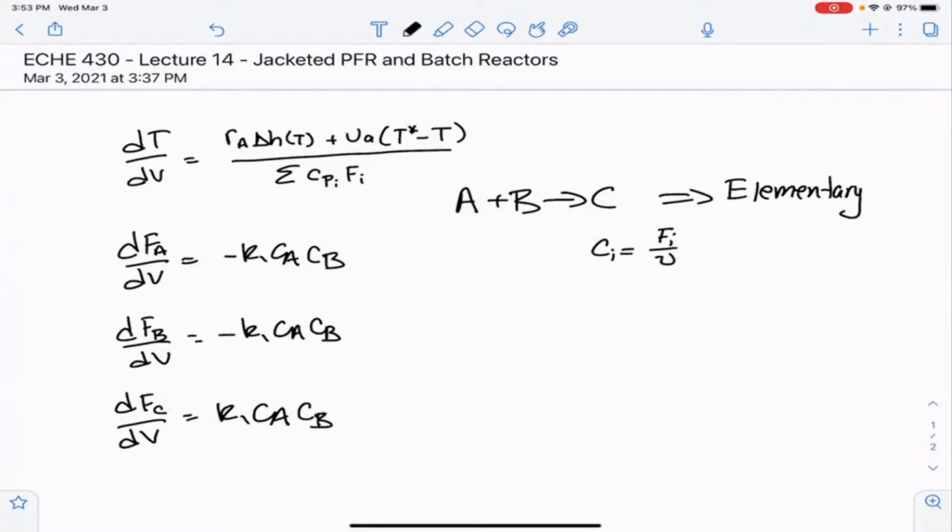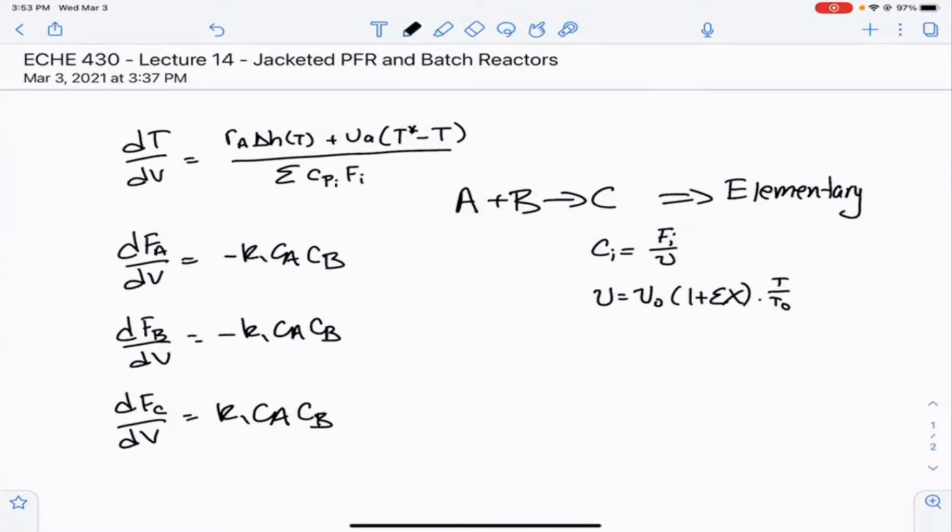And at any point along the length, we also can calculate the volumetric flow rate, because that's equal to v0 times 1 plus epsilon X times P0 over P times T over T0. Now, of course, in this example, we're assuming that it's isobaric, so we don't have to worry about that at all. And we only have to worry about the temperature in this particular case, okay?